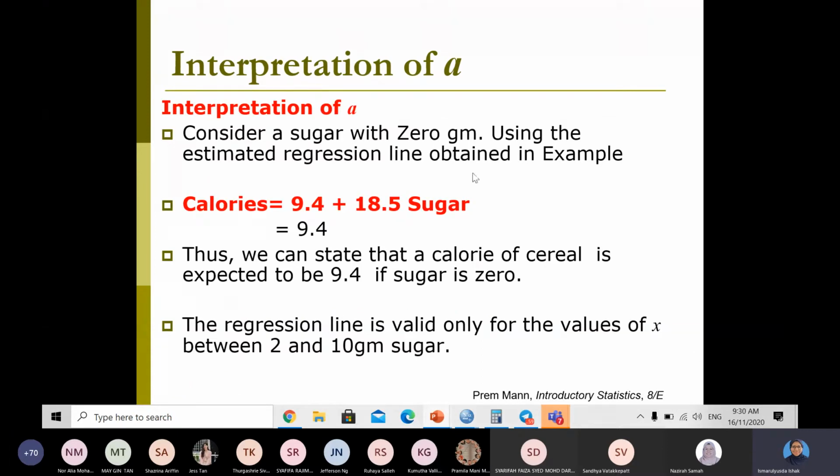Okay, so the interpretation of A. Consider a sugar with 0 gram, using the estimated regression line obtained in the example. When the sugar is 0, your calories is equal to 9.4. So thus we can state that the calorie of cereal is expected to be 9.4 if sugar is 0.